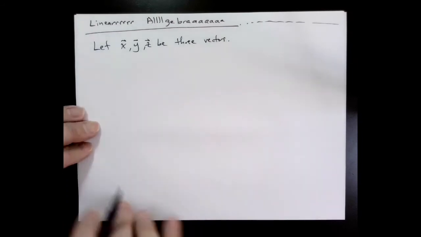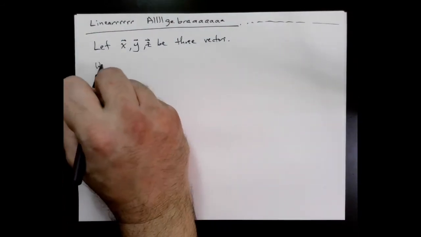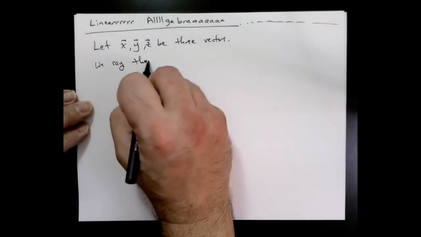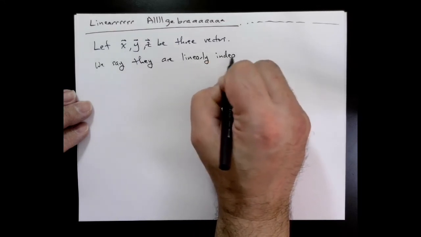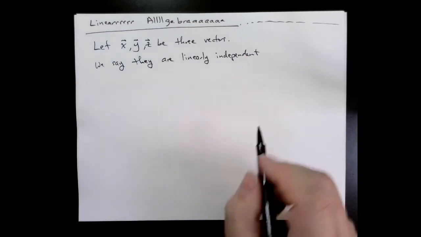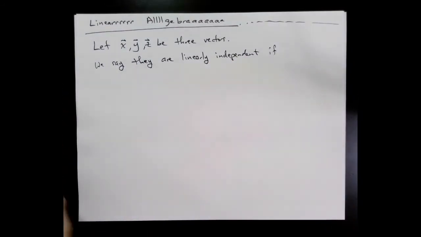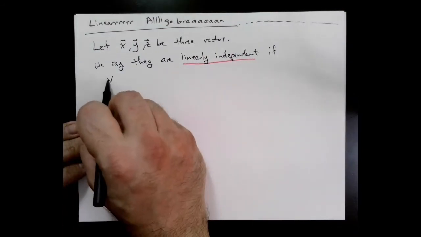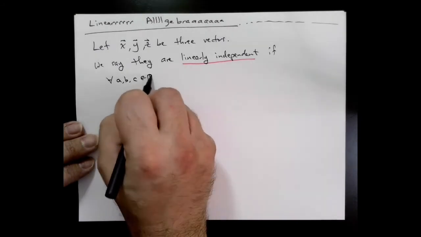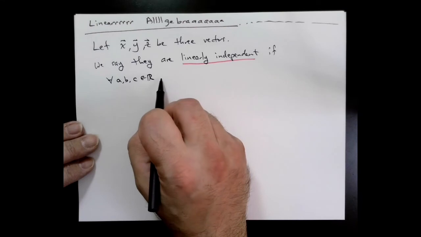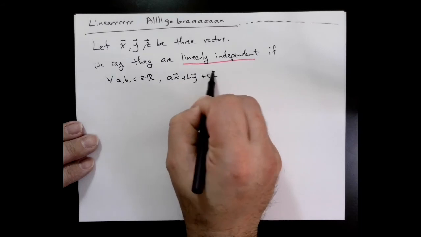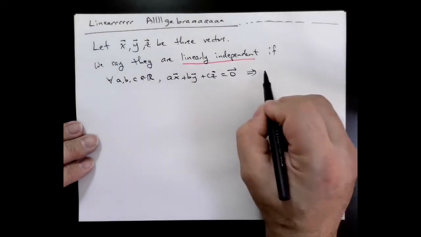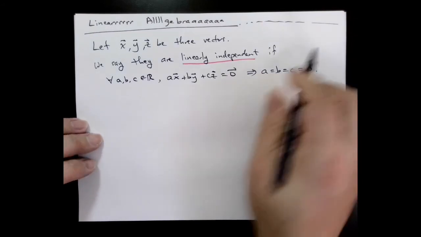So here's a definition. Very powerful and important definition in linear algebra, and it goes like this. Let x, y, and z be vectors. We say that these vectors are linearly independent if for any real numbers a, b, c, if ax plus by plus cz equals the 0 vector, then a and b and c all had to be the number 0. If we write this out more in quantifier language, this says, for all real a, b, c, ax plus by plus cz equals the 0 vector implies a equals b equals c equals 0.